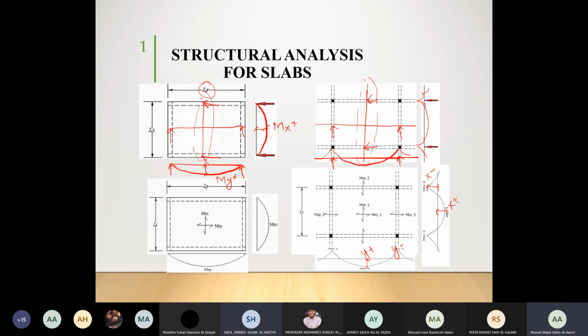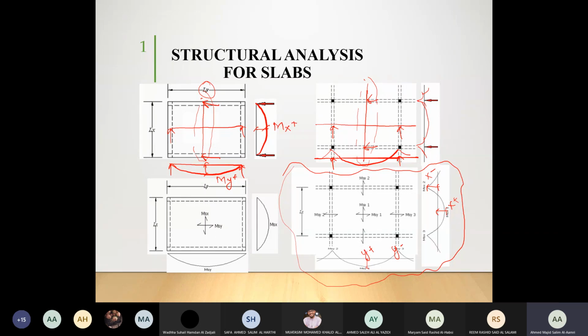How many moments for this scenario? For this two-way slab, how many moments are there? There will be 4 moments. 2 for Y, 2 for X. For Y, 1 positive, 1 negative. For X, 1 positive, 1 negative. So how many moments? 4.